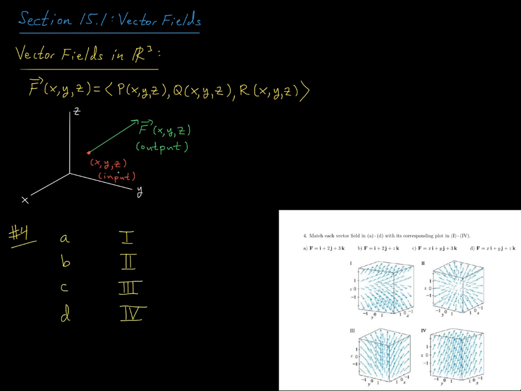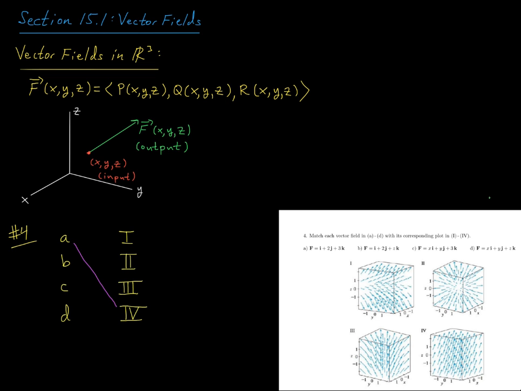Okay, so to get a feel for some vector fields in R3, let's look at question 4 on the worksheet that says to match each vector field in A through D with its corresponding plot in 1 through 4. So part A, we have F is i plus 2j plus 3k. Well, this is a constant vector. So that says that no matter where you are in three-dimensional space, the output vector will always be the same. And I see that is the case in plot 4. So A is paired with 4.